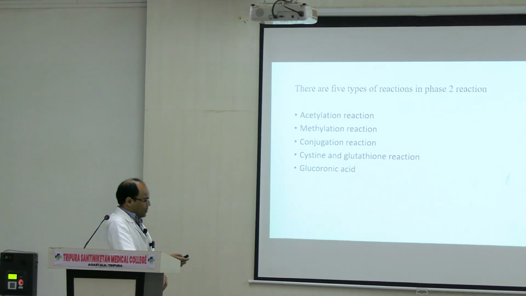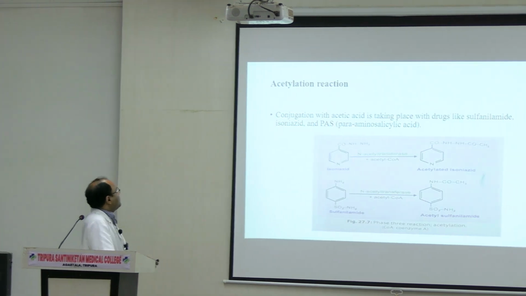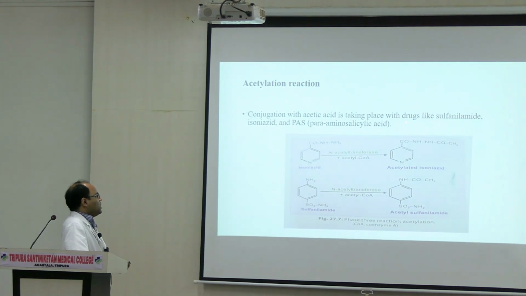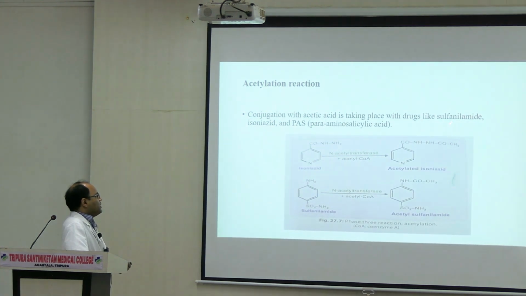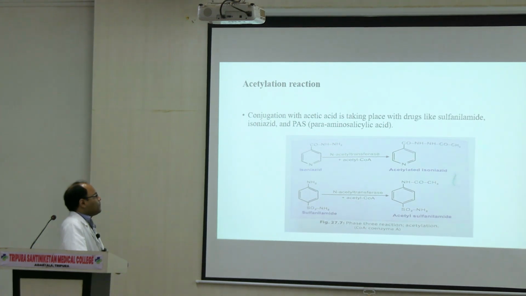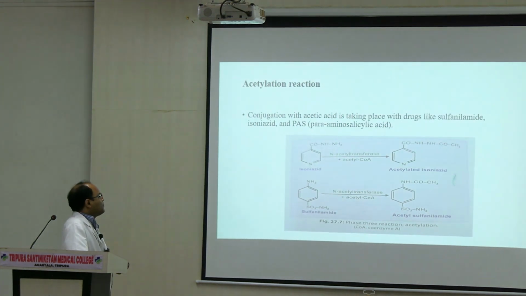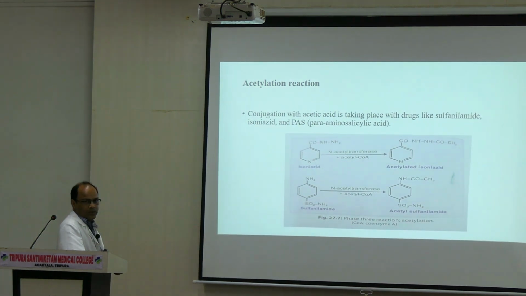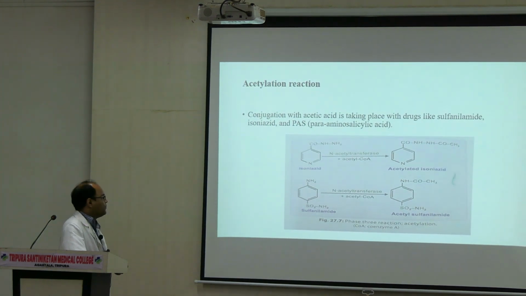Next, what is acetylation reaction? This is conjugation with acetic acid taking place with drugs like sulfanilamide, isoniazide, PAS, para-aminosalicylic acid, etc. This is isoniazide. Actually, this is an anti-tubercular drug. We use these drugs in tuberculosis treatment. Isoniazide undergoes this reaction.